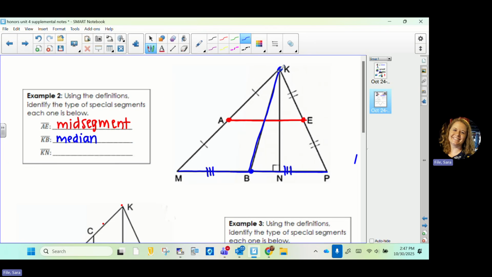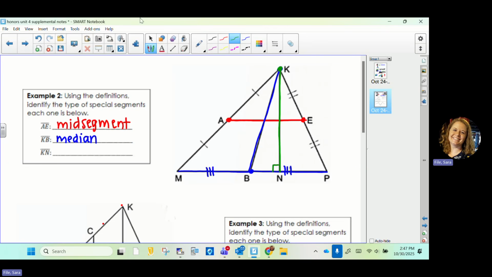And the median is just a segment bisector. It cuts that segment in half. And then the other one in this image is KN. So again, K is a vertex. N is not a midpoint. It's just a point on the opposite side, but they do mark it as perpendicular, a 90-degree angle.